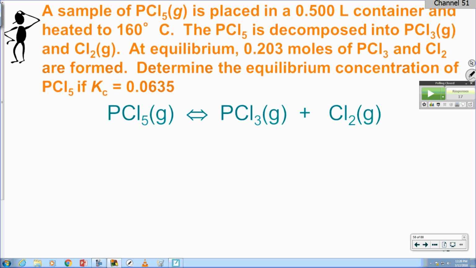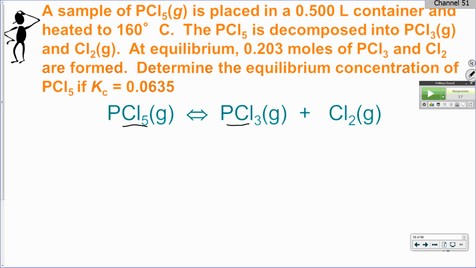So my problem has a sample of phosphorus pentachloride, and I put it into a container of ½ liter. It's heated to 160 degrees. It tells me it decomposes into the products PCl3 and Cl2. So the reaction that's occurring is PCl5 decomposes to PCl3 and chlorine gas, Cl2. And it tells me at equilibrium the amount of moles of the products, 0.203, are formed of each, and it tells me the value of K sub C.